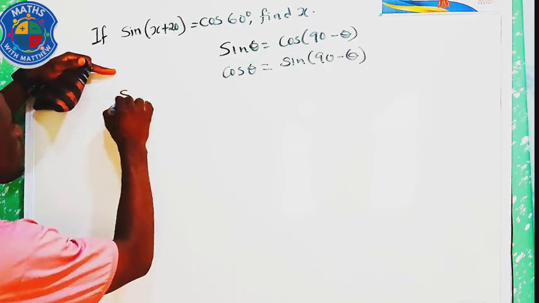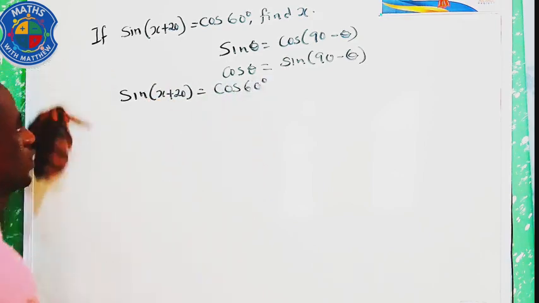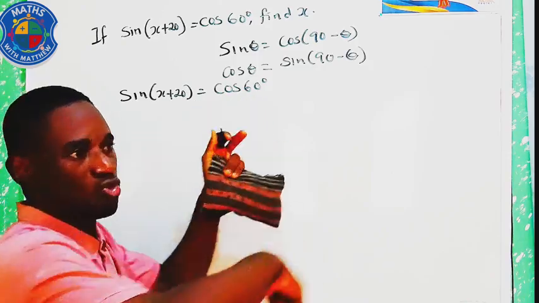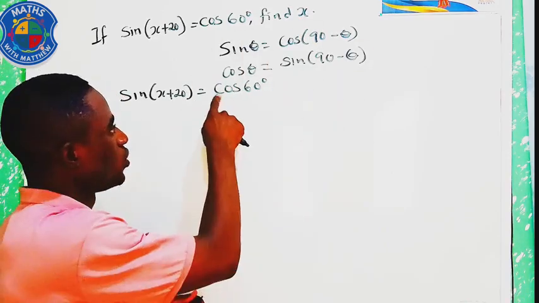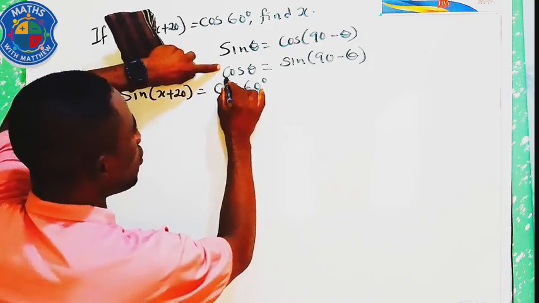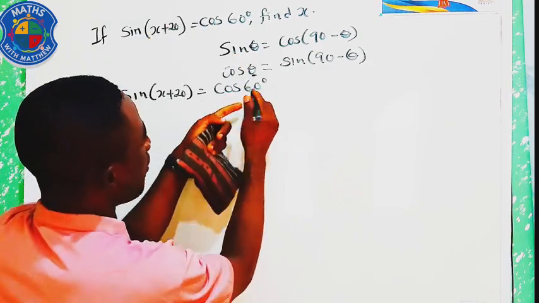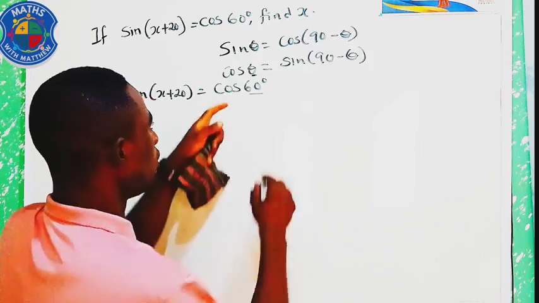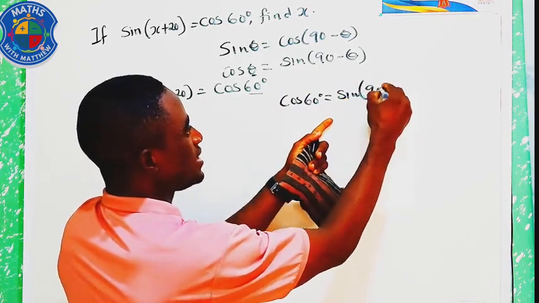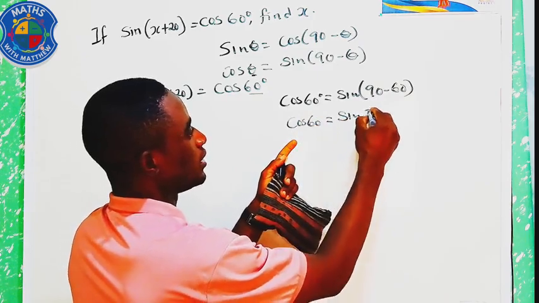We have sin (x plus 20) equals cos 60 degrees. Let's start from here. Let's change this cos 60 to sine now. We don't want cosine; we want to change our cosine to sine. How do we do that? We know cos theta equals what? Sine 90 minus theta. At this point, our theta is 60 degrees. So that means cos 60 degrees equals sine of 90 minus 60 degrees. That means cos 60 degrees equals sine 30 degrees.